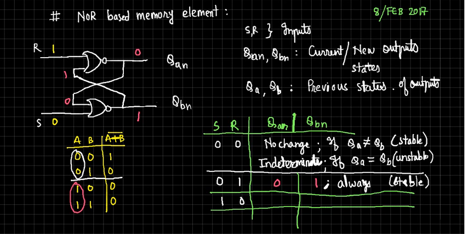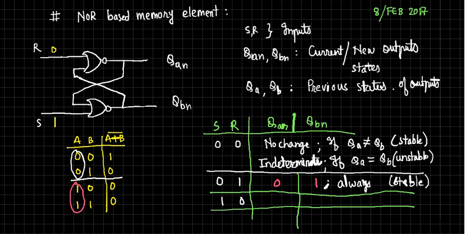Now let me erase this. Are you understanding the things now? Are you getting the things? Let's consider the case where S is 1 and R is 0. Same thing would happen, but in the reverse fashion, right? The output will be 1 always, and this will be 0 always.